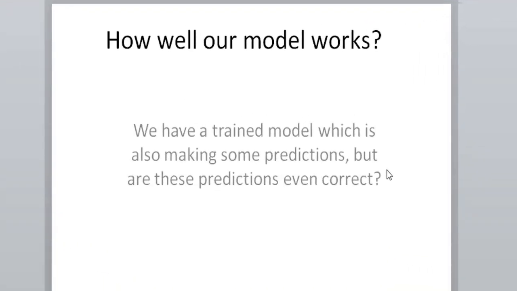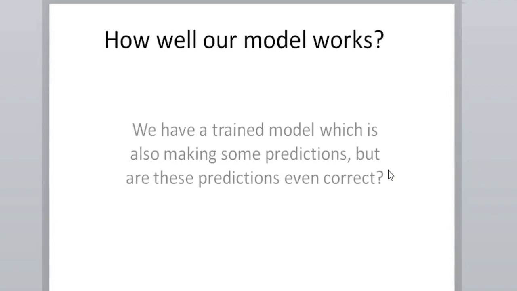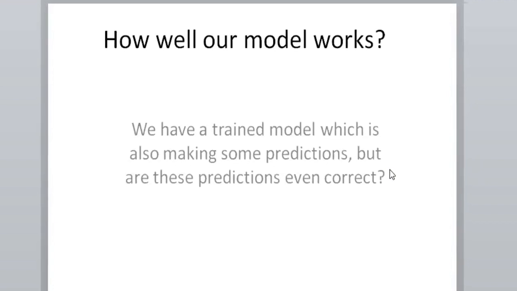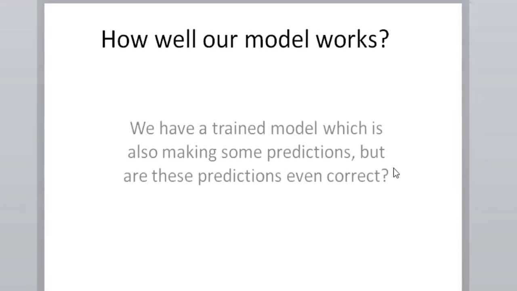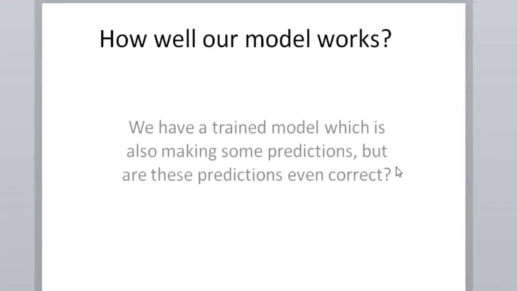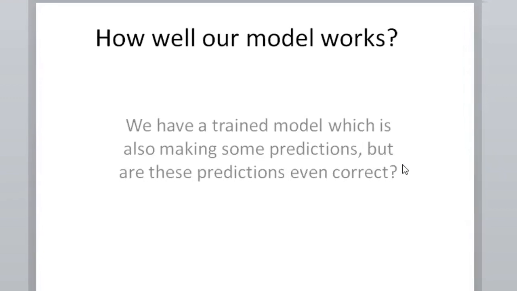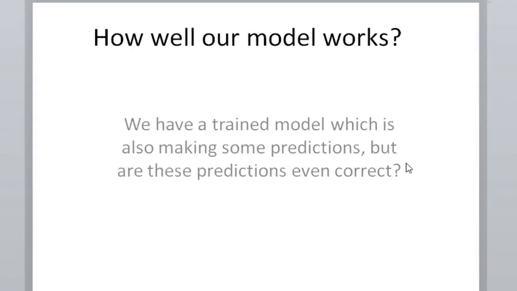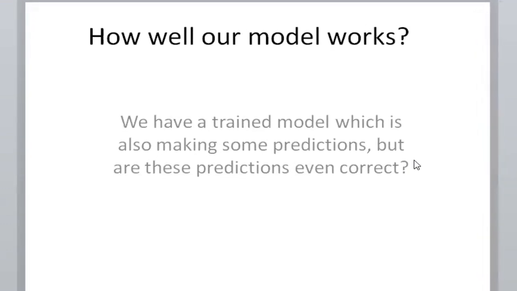Hi there. For this video, we will be discussing how well our model works. We have trained a model on the iris dataset that predicts the flower category, and we have seen one of the predictions in which it was predicting that the particular data point is a setosa. Setosa. But what is the validation? We don't know whether it is true or it can be false as well.